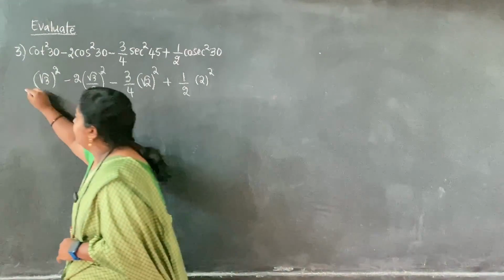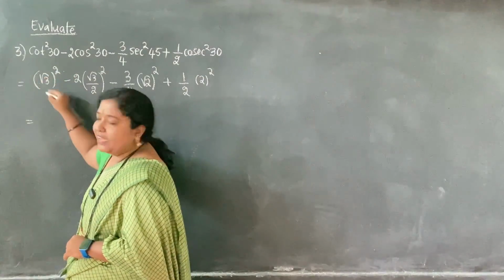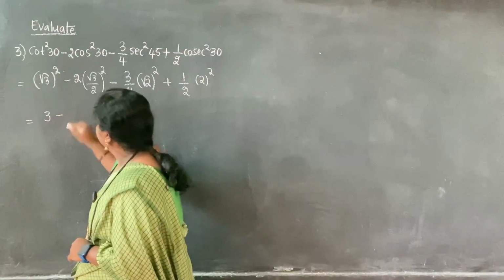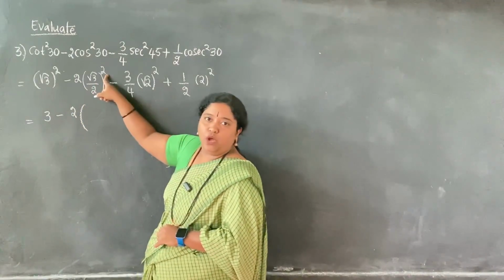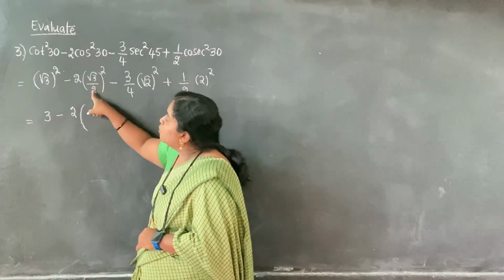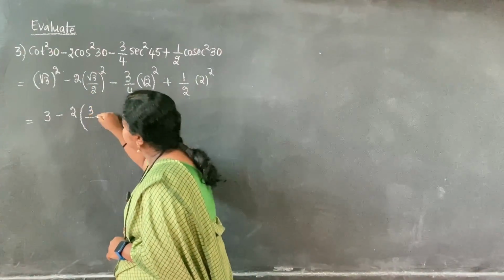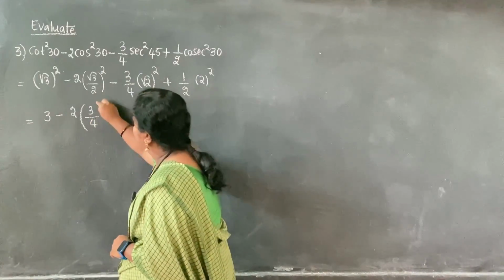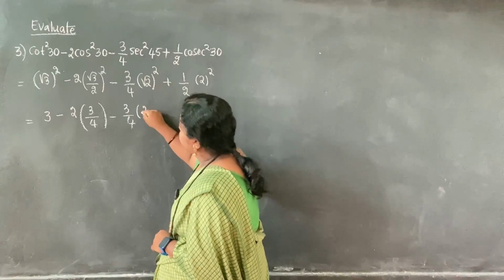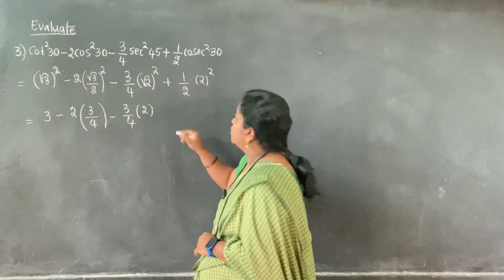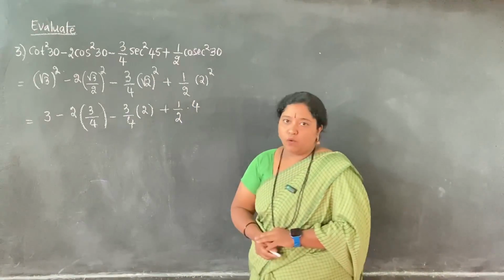So now we'll simplify this, dears. Root 3 the whole square. Square and root will get cancelled. I am left with 3 here minus 2 into bracket. See, root 3 by 2 the whole square. Square is related to both numerator and denominator. Root 3 square is nothing but 3. 2 square is 4 minus 3 by 4. See, root 2 the square is nothing but how much? 2 it is. Yes or no? Plus 1 by 2 into 2 square is 4. I hope it is understood.